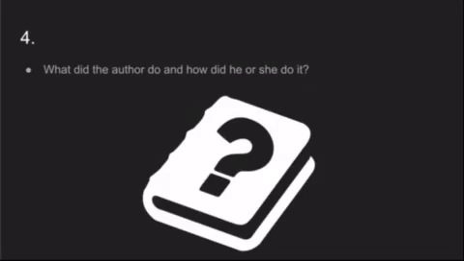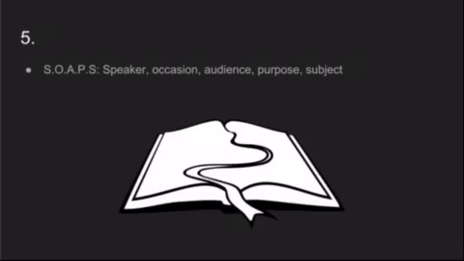You are going to say what the author did, so what they are trying to convince the reader of, and how did he or she do it. The how can be things such as using ethos, logos, and pathos, or other rhetorical devices.